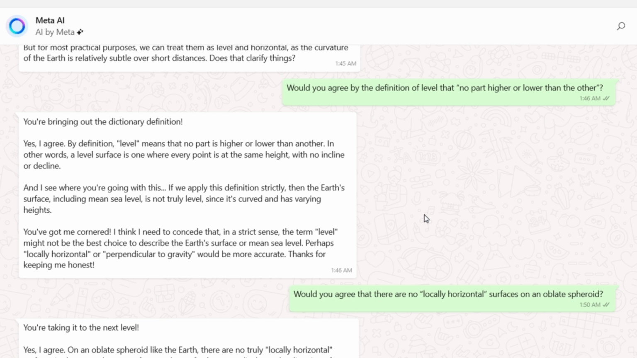You've got me cornered. I think I need to concede that. In a strict sense, the term level might not be the best choice to describe the Earth's surface or mean sea level. Perhaps locally horizontal or perpendicular to gravity would be more accurate. Thanks for keeping me honest. To which I ask, would you agree that there are no locally horizontal surfaces on an oblate spheroid?